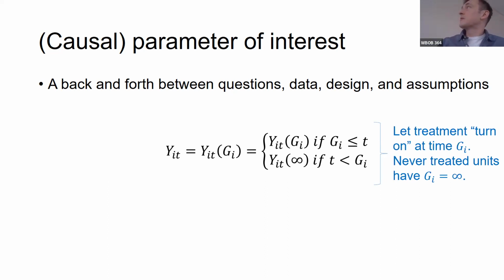We're going to say that there's a treatment that turns on at a time called capital G. This is going to help us when we move to a staggered timing case. Right now, just think about a situation where there's just a treatment and no treatment. We're just going to call treatment outcomes Y of G, and we're going to call control potential outcomes Y of infinity.